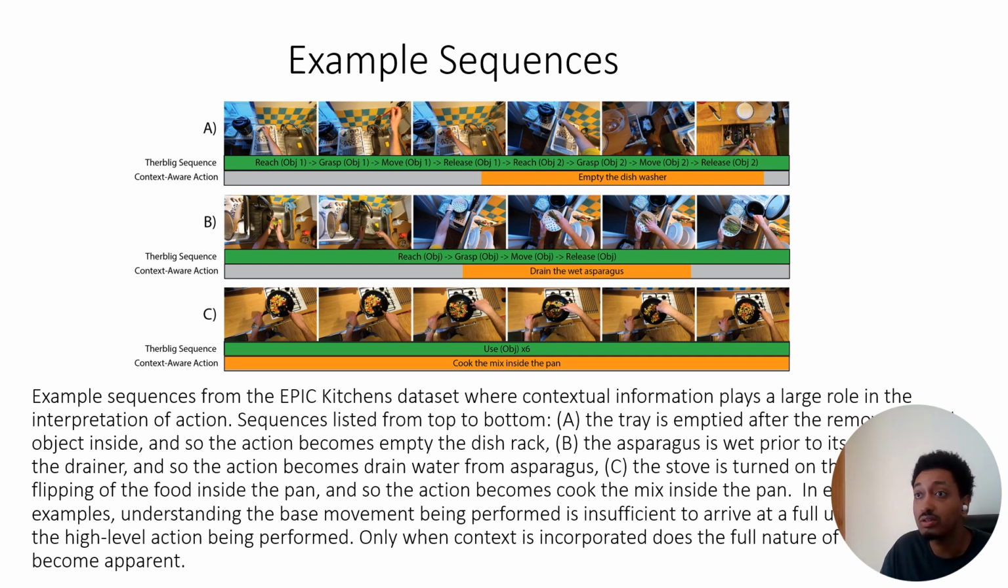So here are some example sequences. Our representations of movement are the Therbligs sequences shown at the Therbligs sequence row in each of the sequences, A, B, and C. This Therbligs formulation comes from a previous paper of ours, where motion breaks down into the reaching, grasping, using, moving, etc. of objects. And we have the context-aware action as belongs to the Epic Kitchens dataset that at a high level includes the context that's not included within the Therbligs sequence. So this just shows the data.